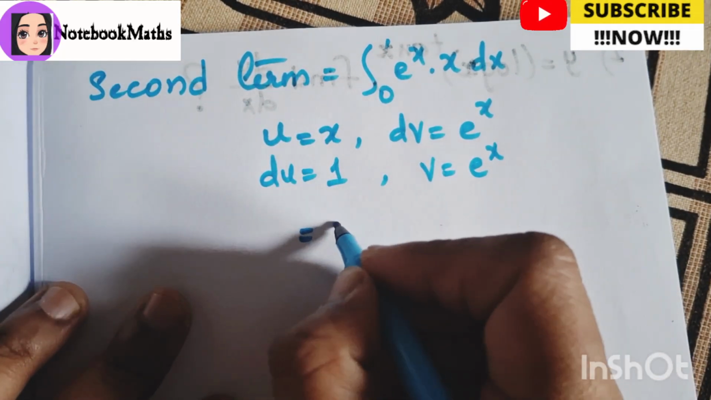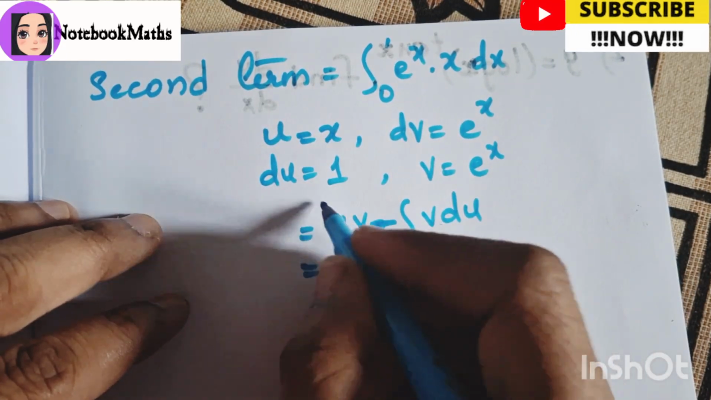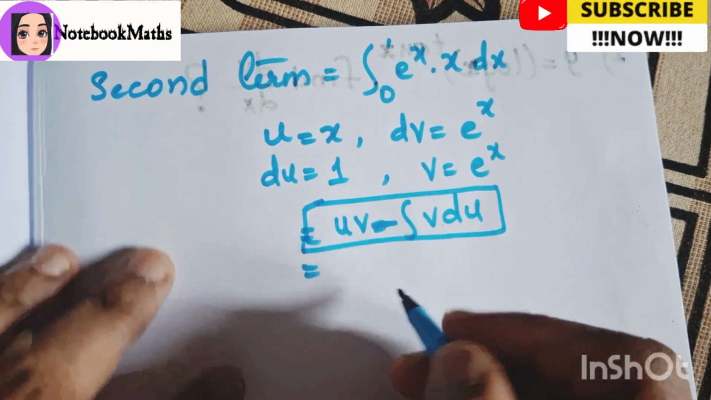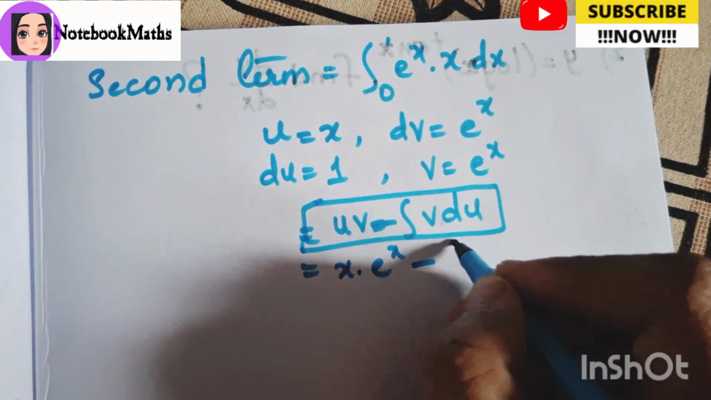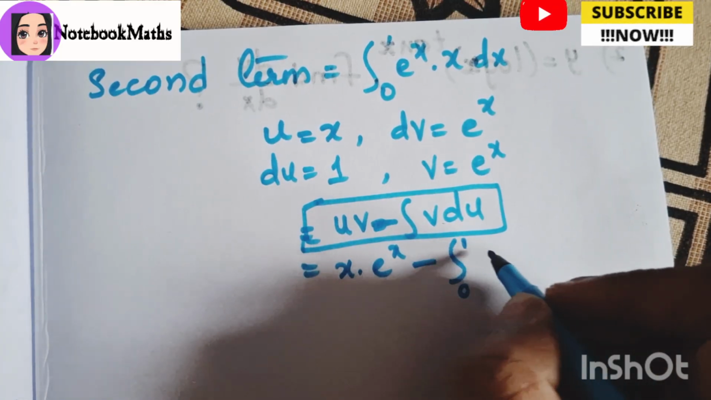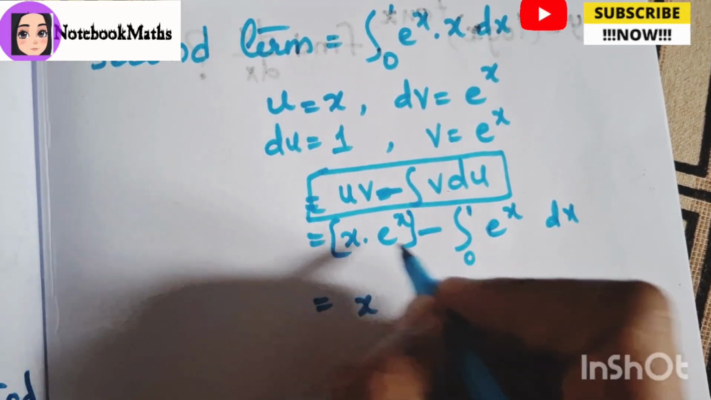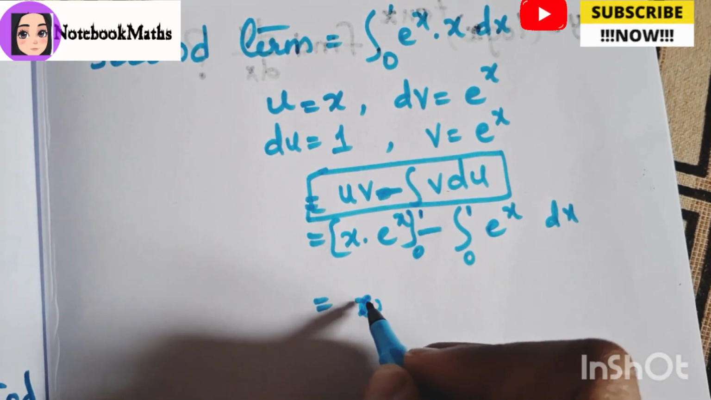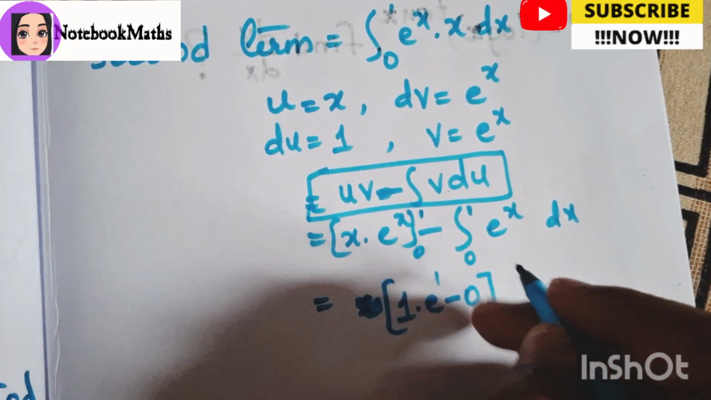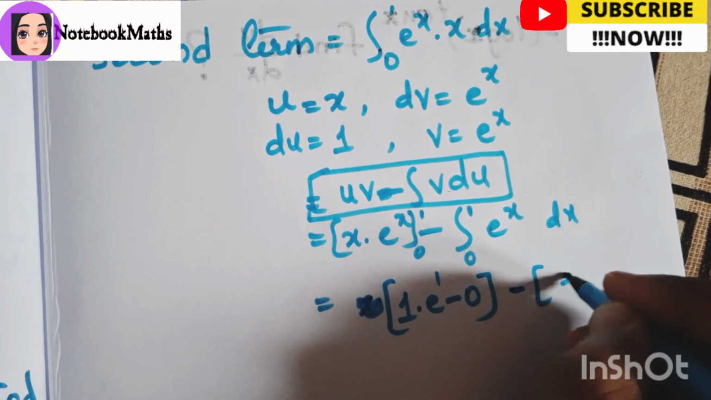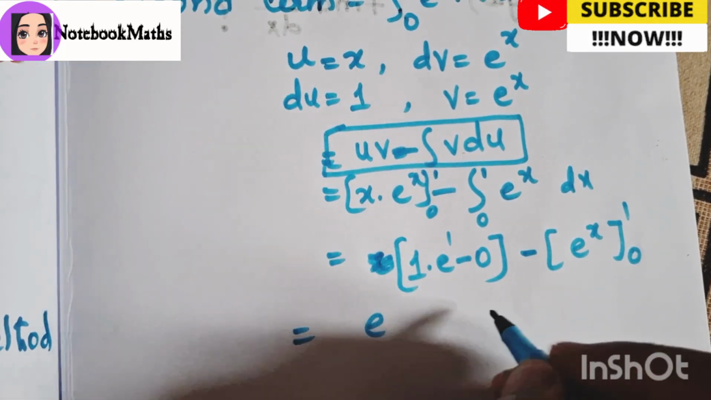Now what is the formula? uv minus the integration of v du. Substitute the values. Integration by parts only we have to apply here. For the second term, u means x, v means e power x, minus the integration from 0 to 1 of e power x dx. Now x e power x from 0 to 1 we have to apply here. Now 1 into e power 1 minus 0, that is the first term, minus the integration of e power x, which is e power x only. Now e power 1 means e only.